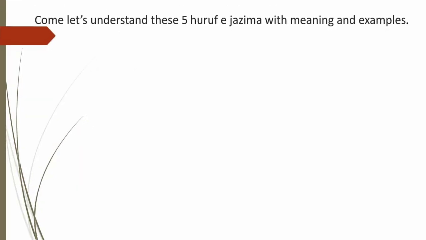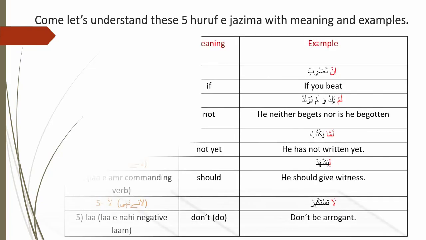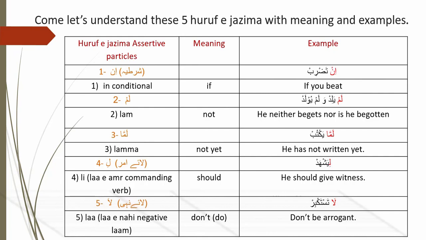Come, let's understand these 5 huruf jazima with meaning and examples. The first huruf jazima is in conditional, meaning if. Example: in tadrib, if you beat. The second huruf jazima is lam, meaning not. Example: lam yalid wa lam yulad. He neither begets nor is he begotten.